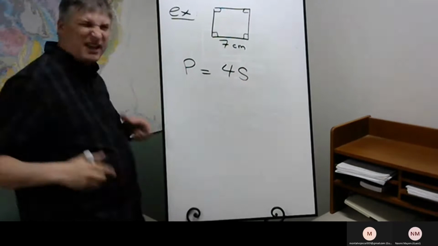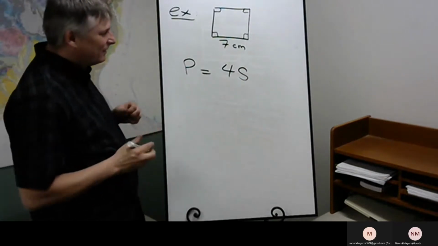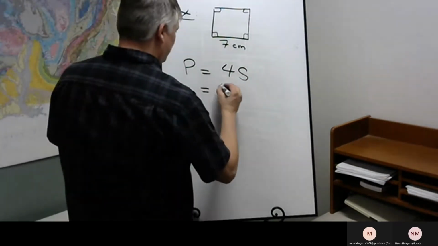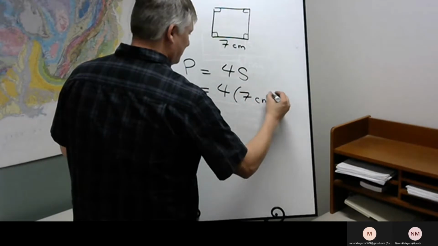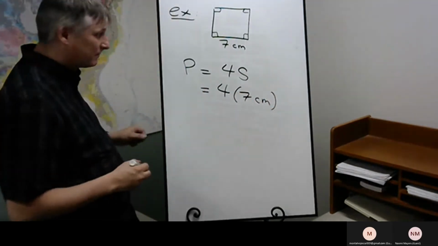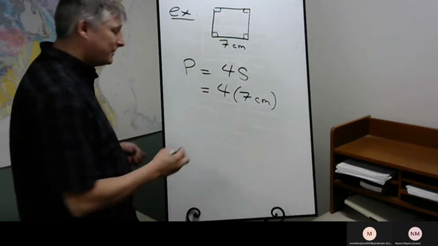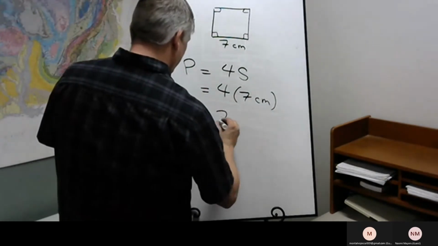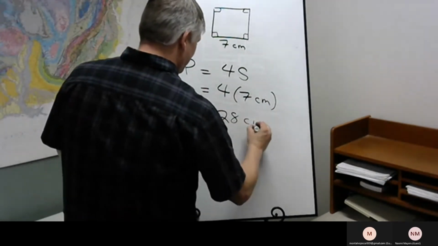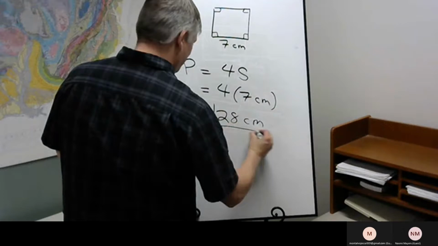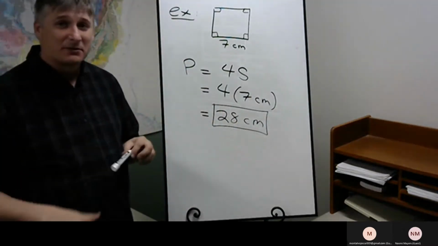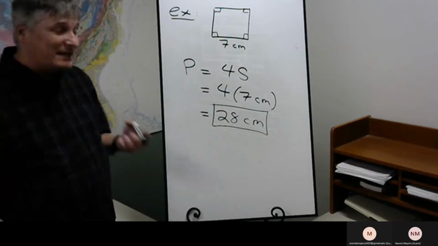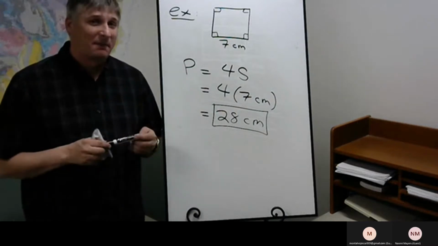Four times S, standing for side, or 4 times 7 centimeters. So 4 times 7 is 28. 28 centimeters. And that's going to be our answer. So any questions about that?